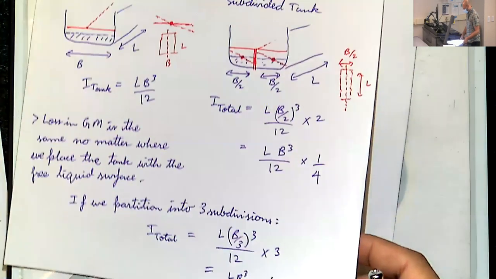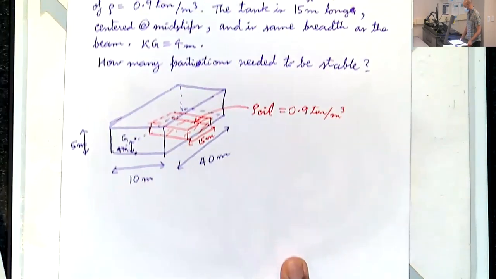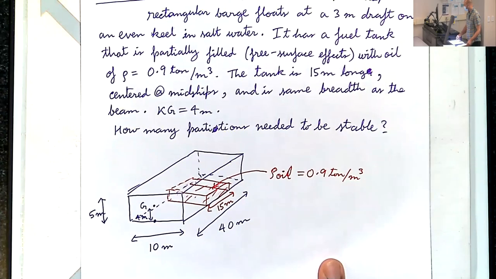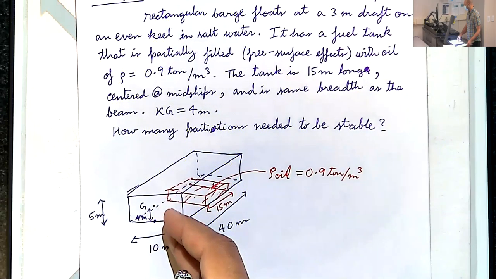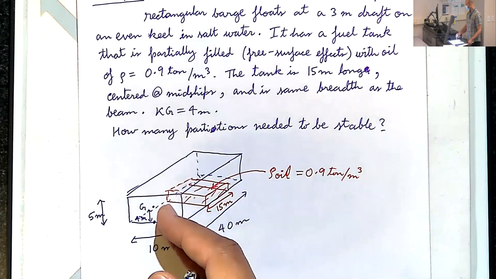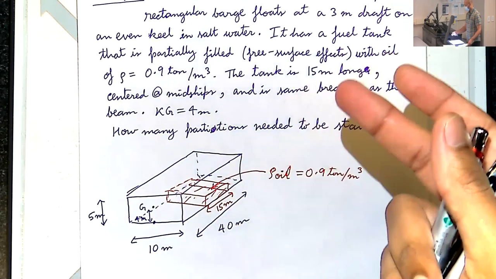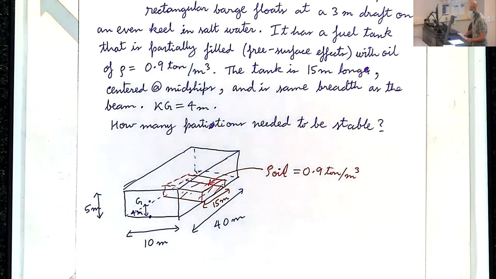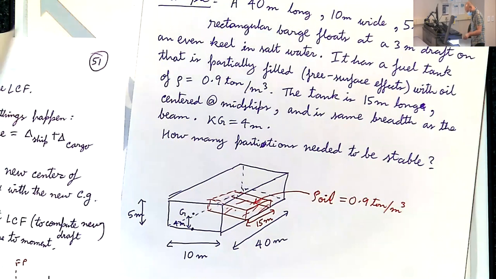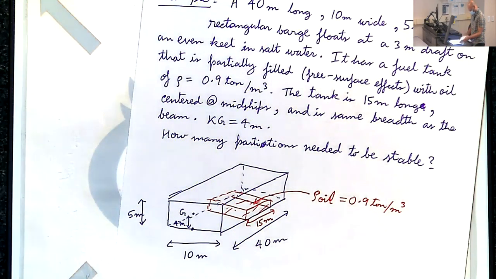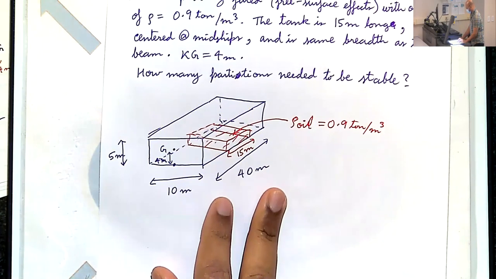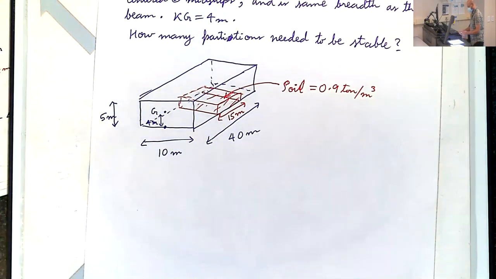And then we have the question here. We have a barge which has a fuel tank, which has a free surface. Is it stable? If it's not, how do we fix it? Okay. So let's first try to answer the question whether it is stable or not. Okay, so to figure out whether it's stable or not, we need to compute the GM, and we know how to do that.